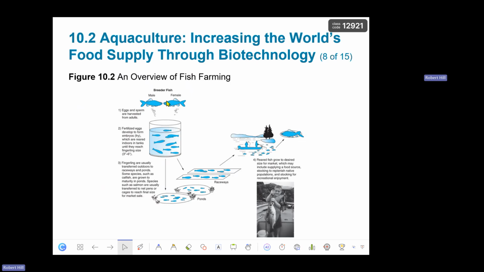So egg and sperm are harvested. Their fertilization is allowed in a controlled tank, and these fry or fingerlings are then transferred to small pools or ponds and allowed to develop and grow. And then those are released back into the waterways.